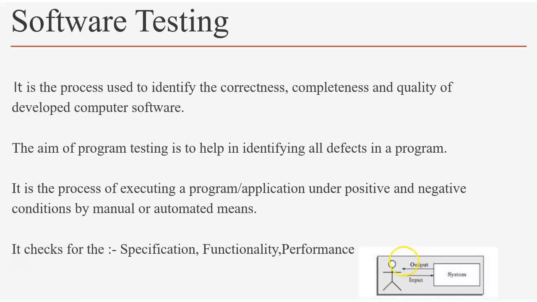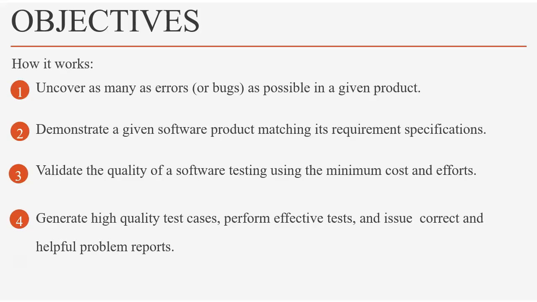So basically, software testing checks for the specification, functionality and performance given in the software requirement specification document, and it should cover both positive and negative conditions. What happens when the condition is right and what happens when the condition is wrong, that is called the positive and the negative conditions. Now, what are the objectives of software testing?